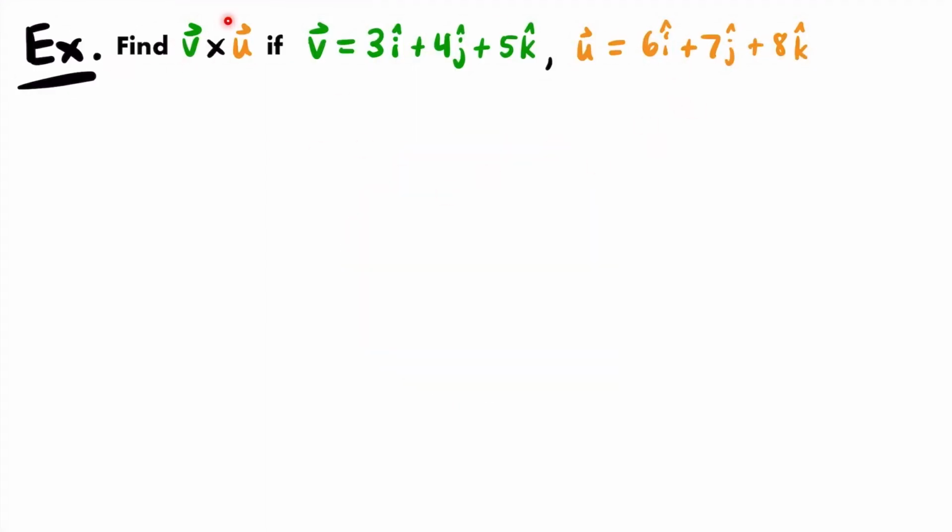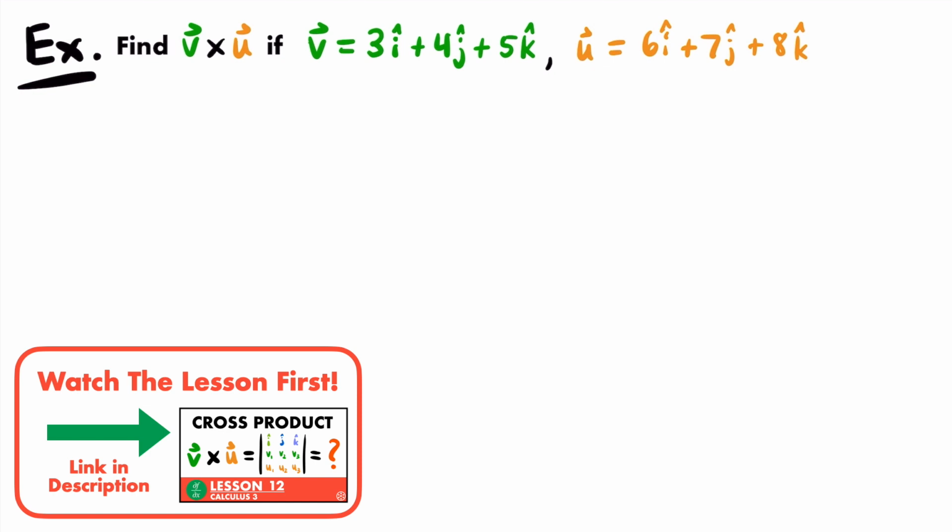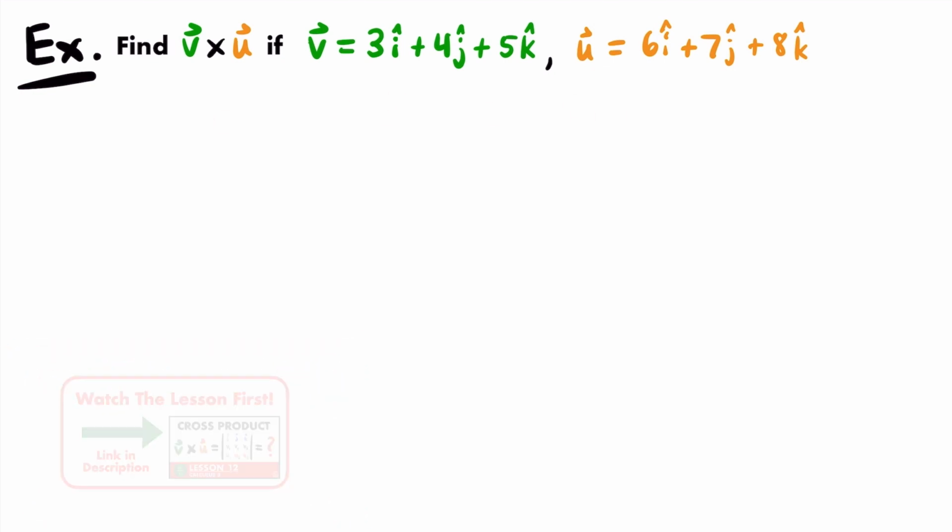We want to find the cross product of vector v and vector u, if vector v is equal to 3i plus 4j plus 5k and vector u is equal to 6i plus 7j plus 8k. The way that I recommend we go about this problem to calculate the cross product between two vectors is to use the determinant form of the cross product.